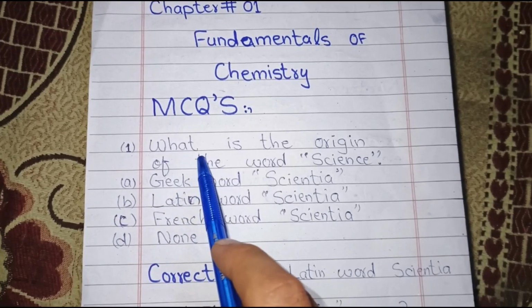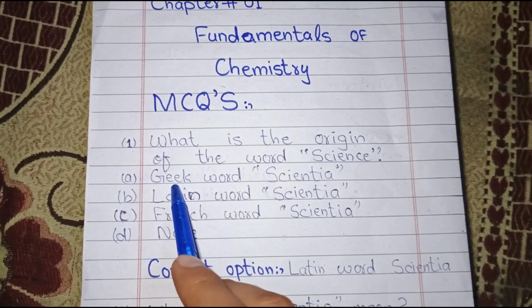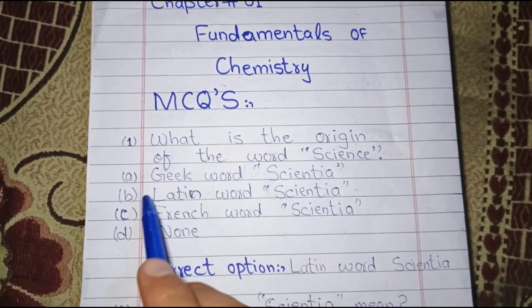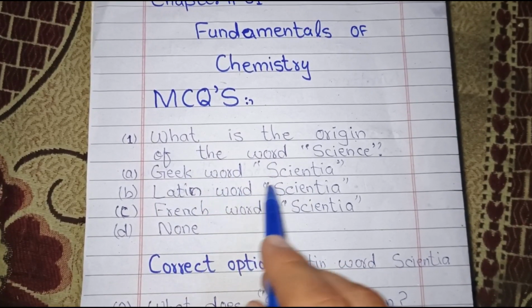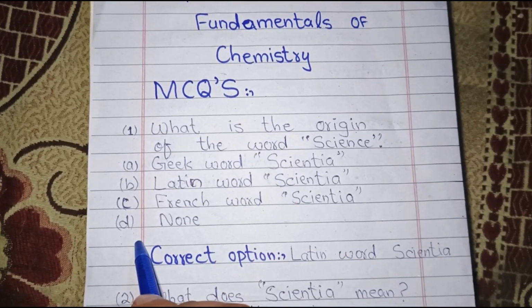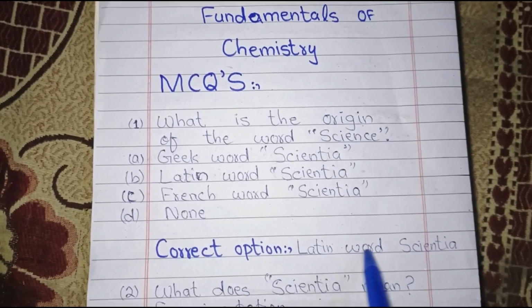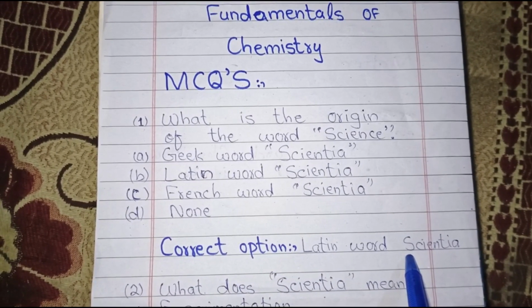First MCQ is: what is the origin of the word science? A option is Greek word scientia, B option is Latin word scientia, C option is French word scientia, D option is none. The correct option here is Latin word scientia, which is the answer of the first MCQ.